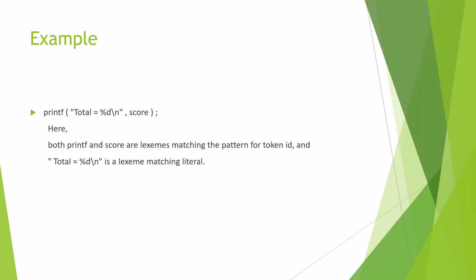So, with the help of token, patterns, and lexemes, let us consider an example: printf("Total = %d\n", score). Here, both printf and score are lexemes which match the pattern for the token ID, and "Total = %d" is a lexeme matching the token literal. This example clearly specifies the token, pattern, and lexeme.